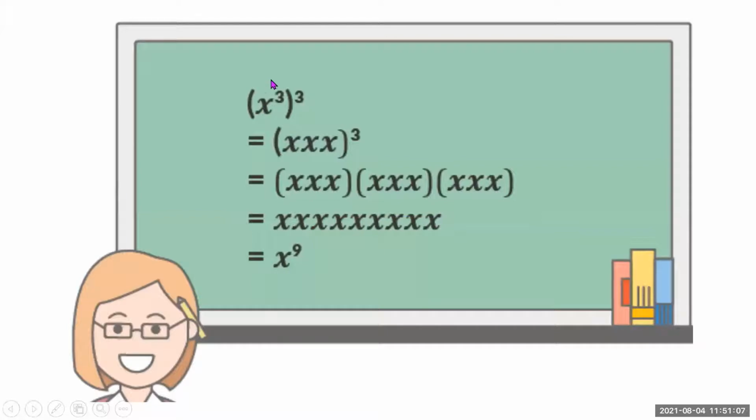So x power 3, whole thing to the power of 3, is x written 3 times, and when you add all the 3s, it comes to 9. So it's nothing but x, the base, to the power 3 times 3, not 3 plus 3. 3 times 3 is 9.